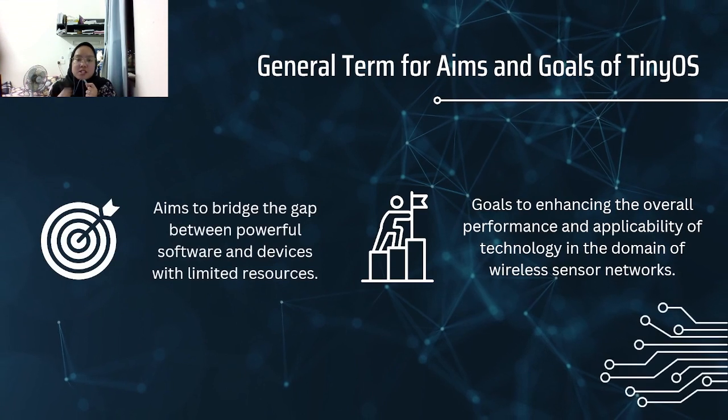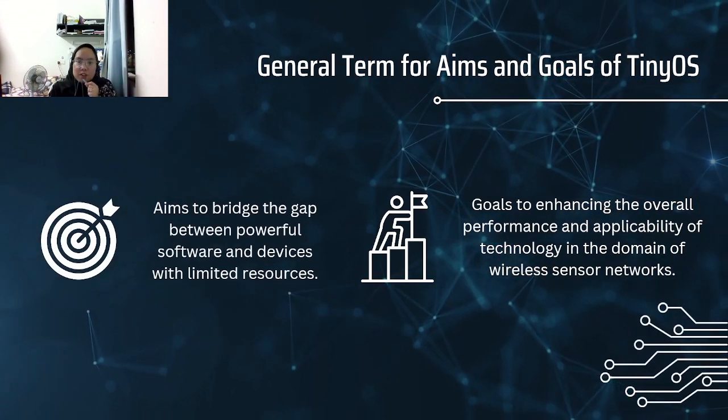Next, this is the general term for TinyOS aims and goals. Before I pursue the specific aims and goals, I'll explain the general term for it. The aim of TinyOS is to bridge the gap between powerful software and devices with limited resources. The goal is to enhance the overall performance and applicability of technology in the domain of wireless sensor networks. Let's go through the aims and the goals of TinyOS.